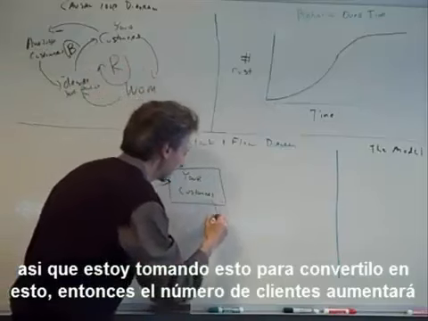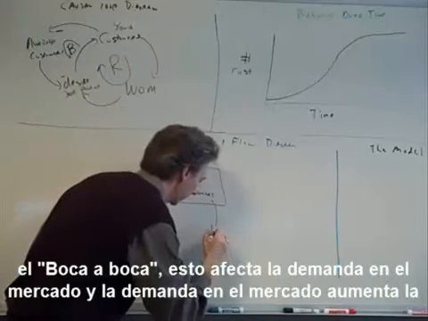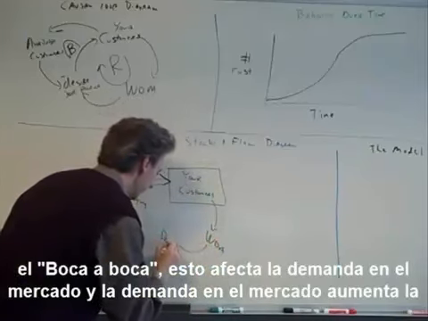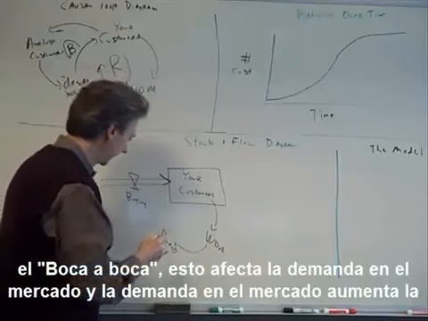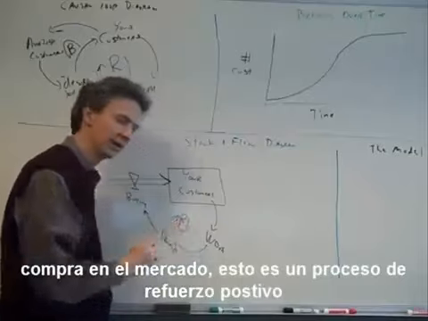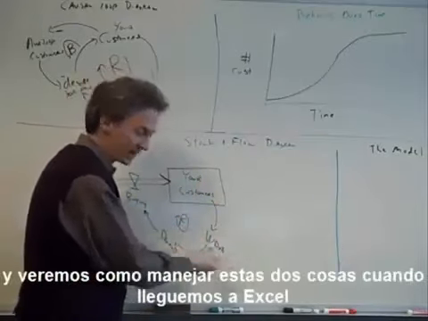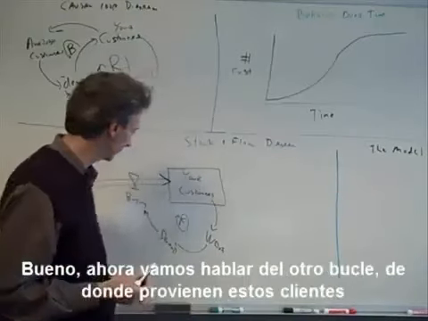So just taking this and turning it into here. Number of customers is driving this word of mouth. Word of mouth is driving demand in the marketplace, and then demand is driving this buying. So that's the reinforcing loop, basically. And we'll figure out how to measure these things when we get to Excel.